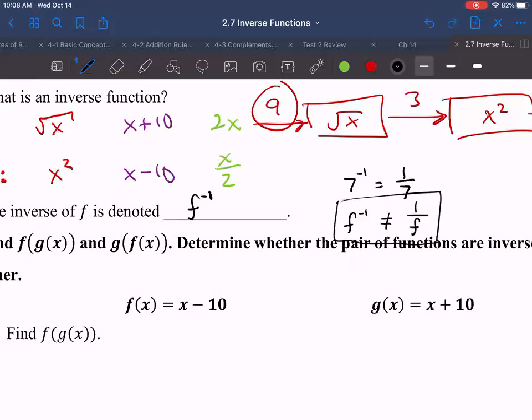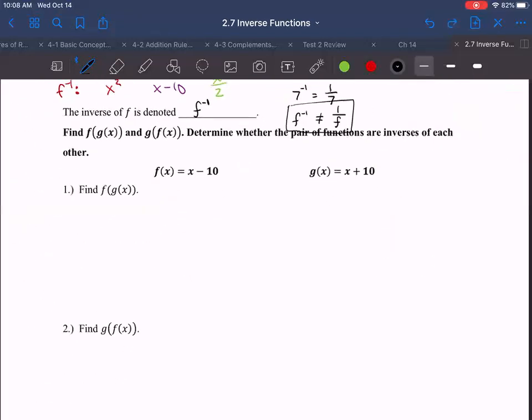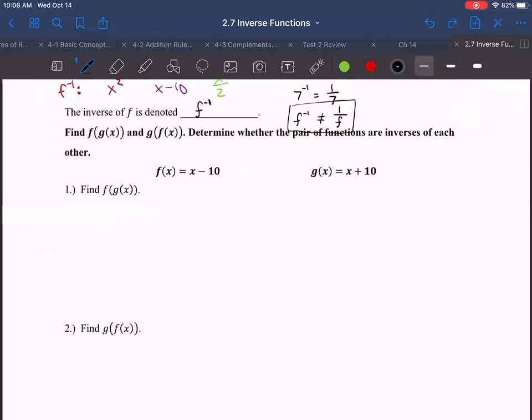Now, in some cases, it is just the reciprocal, kind of like right here. But in other cases, it is not just taking a reciprocal. It depends on what you're doing. You have to figure out the inverse of whatever the operations that are occurring are. All right, so let's take a look here.